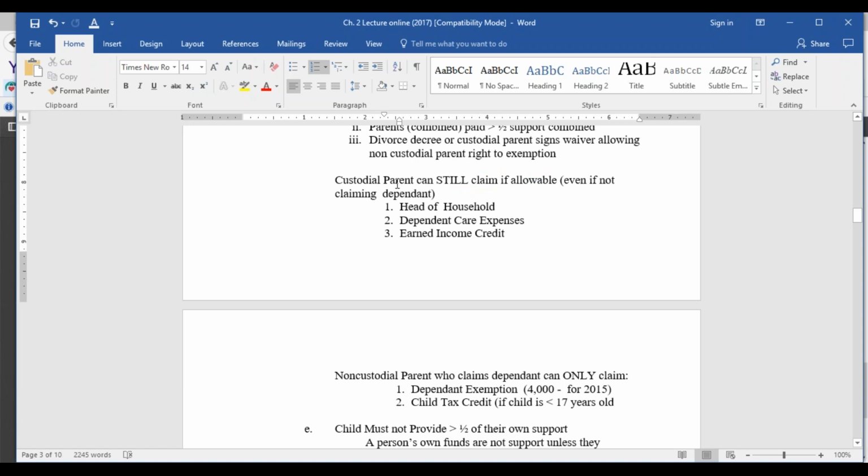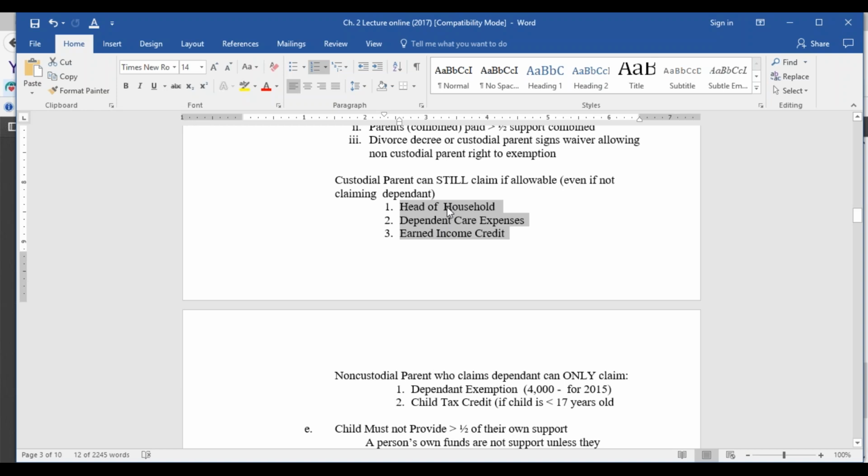The custodial parent, even if they don't claim their kid, can still take any dependent care expenses they pay for. So if they pay $200 a week or whatever it is for child care, because they're the custodial parent, they're the one that takes care of it, they can still take that off on their taxes, as we'll see in later weeks. The custodial parent can also claim earned income credit. How that then flips is the non-custodial parent, even if they can take the child as their dependent for that year, they cannot claim these.